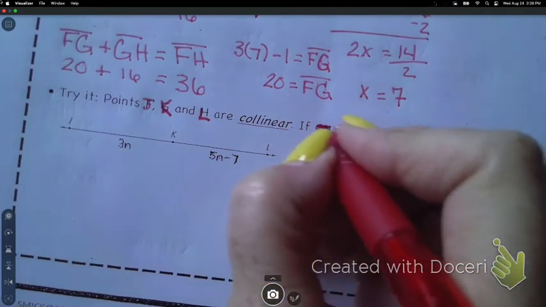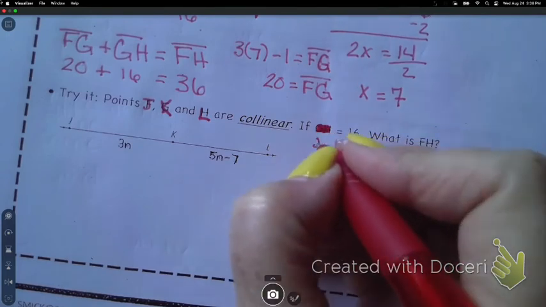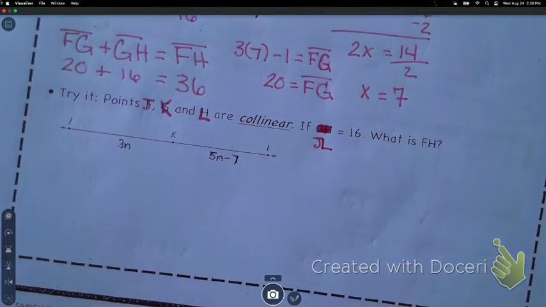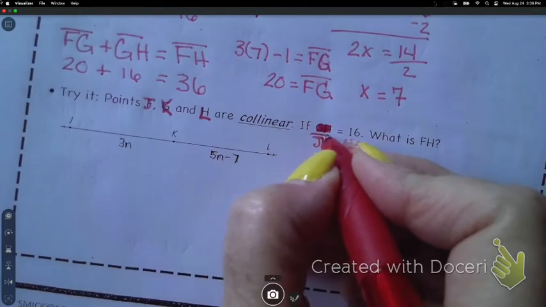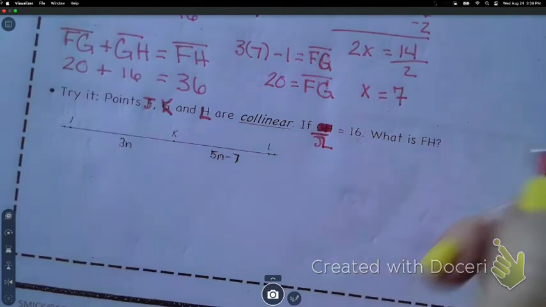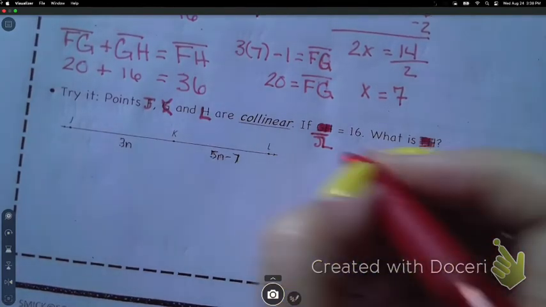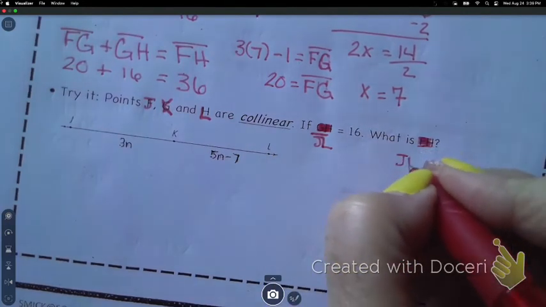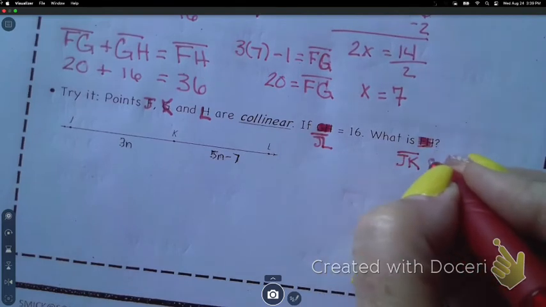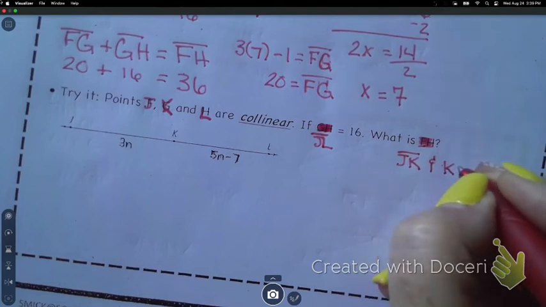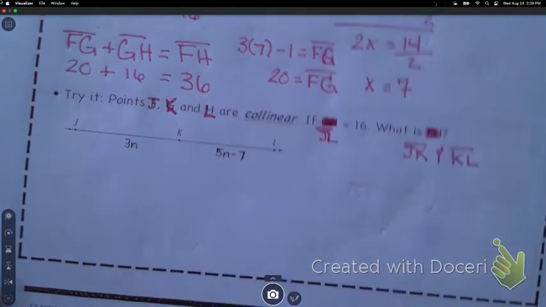I'm going to change this up. I'm not going to make a GH. I'm going to make a JL. Now, this is from the book. What are they missing above that GH or the JL? They're missing, not the line, we're just going to say segment. Yep, they're missing that segment. And I'm going to make it, JL was 16, so we're going to find JK and KL. We're going to find both.